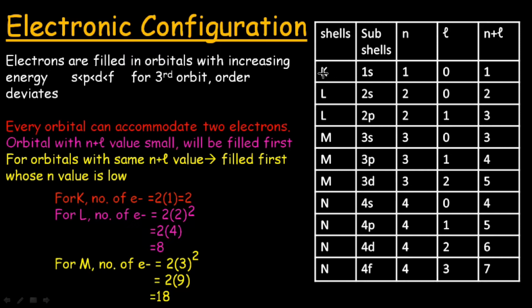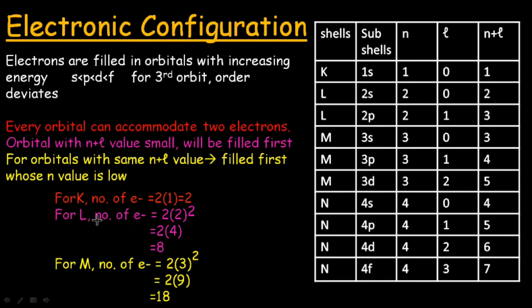The closest shell to the nucleus is K, which has the quantum number 1. For the K shell, the subshell is definitely s. In writing the electronic configuration, you have to specify the orbit with the principal quantum number at its left side and then write the orbital in which the electrons will be filled. As the azimuthal quantum number is 0, the n plus l value is 1. As you know that every orbital can accommodate 2 electrons, the 2 electrons of the K orbit can be filled in 1s.